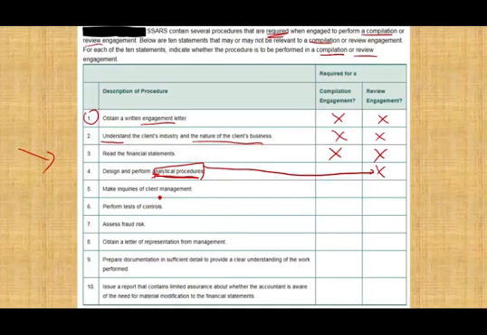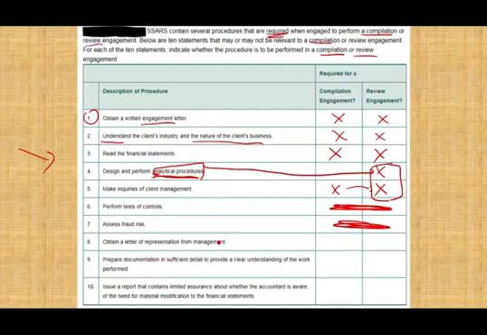Make inquiries of management. Well, we do definitely for a review, but we could also do for a compilation, but to a lesser degree. So for a compilation, yes, you might ask the client some questions, but to a lesser degree than a review. Because the main things for a review are those two things: analytical procedures and inquiries. Perform tests of controls? None. We don't do tests of controls for either a compilation or a review. Assess fraud risk? No, we don't assess risk, not for a compilation, not for a review.